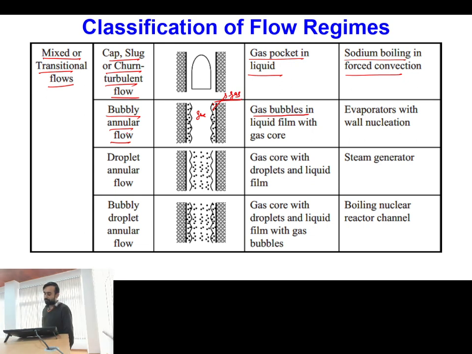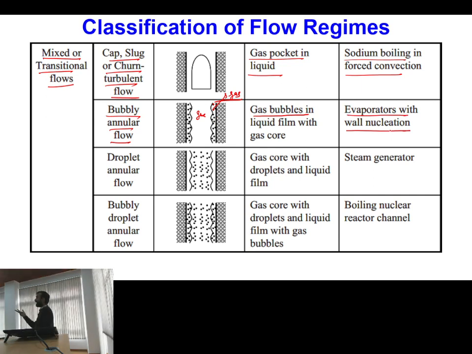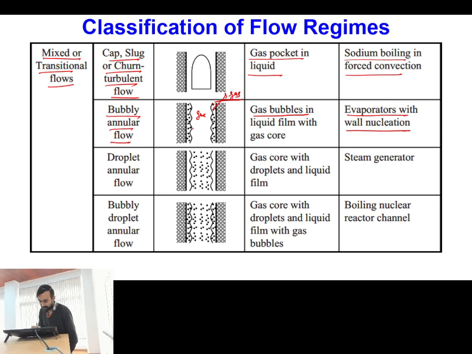In case of bubbly annular flow, this we will be finding in evaporators with wall nucleation. So we will be having nucleation effect also, and we will be having evaporation effect also. When both the effects are present, like from here also phase change is happening, from here also phase change is happening. Okay. So from the wall also bubbles are nucleating. Once from walls bubbles are nucleating, then we will be calling it an evaporator with wall nucleation. Okay.